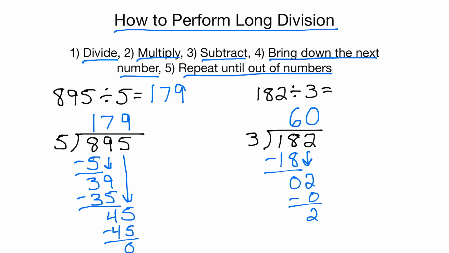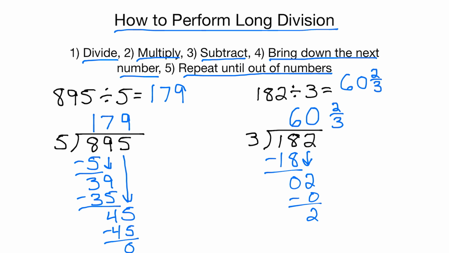But that 2 is being divided by 3. So we write it as 2/3. The remainder is 2, but that 2 is being divided by 3. Everything's being divided by 3 in this problem. So it is 60 2/3.